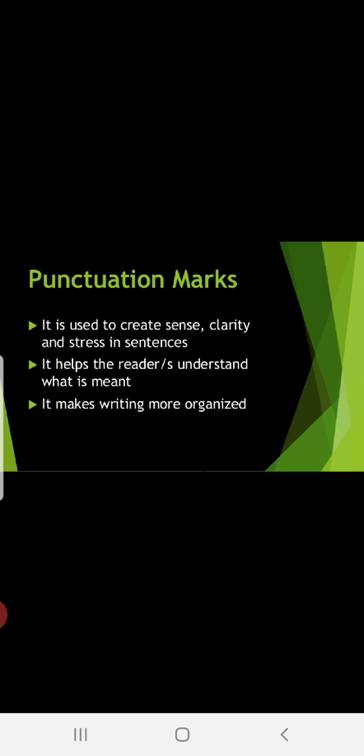Now, punctuation marks. What is punctuation mark? Or what are punctuation marks? It is used to create sense, clarity and stress in sentences. Yes. All these three are very important. Without this, your writings will be meaningless. It helps the reader or readers to understand what it meant. Okay, what is the meaning of the sentence? What is it meant for? Why are we writing? How it is different from normal sentence? This is all specified by your punctuation marks. It makes writing more organized.